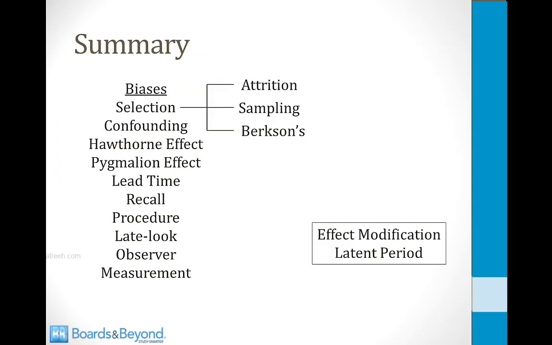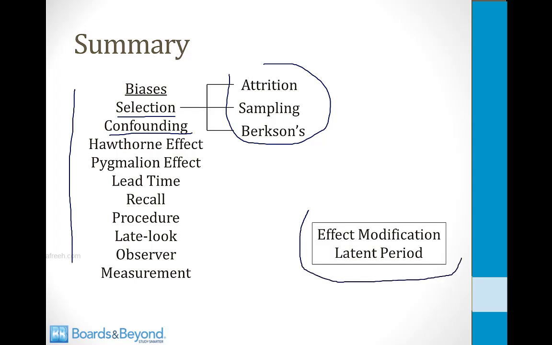So we talked about a lot of different things in this module, so let me give you a summary slide to help you keep them straight. So we talked about many forms of bias here, and remember that selection bias has several subtypes, and then also remember that confounding is very high yield, and you need to know the difference between that and effect modification. Besides all the biases, we talked about effect modification and a latent period. These are not forms of bias, but these are things that can influence the outcomes of a study. And that concludes our module on bias.